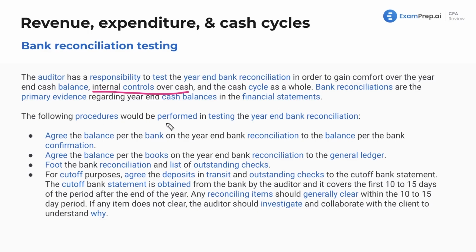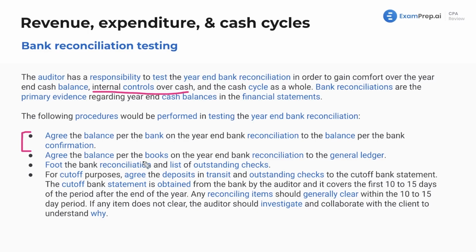The following procedures would be performed in testing the year-end bank rec. What are we going to do here? We're going to agree the balance per the bank on the year-end bank reconciliation to the balance per the bank confirmation. Shocker, right? Using that bank confirmation. Absolutely shocker. I know you're probably like, oh my God, I didn't see that coming.